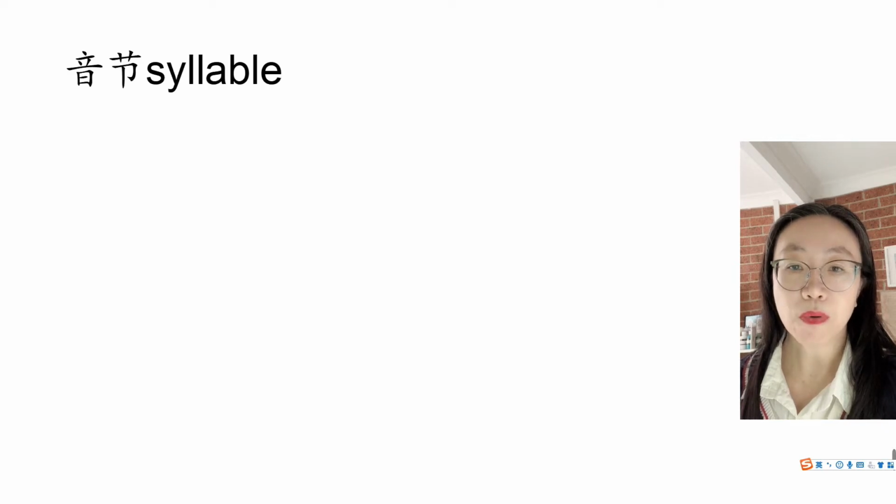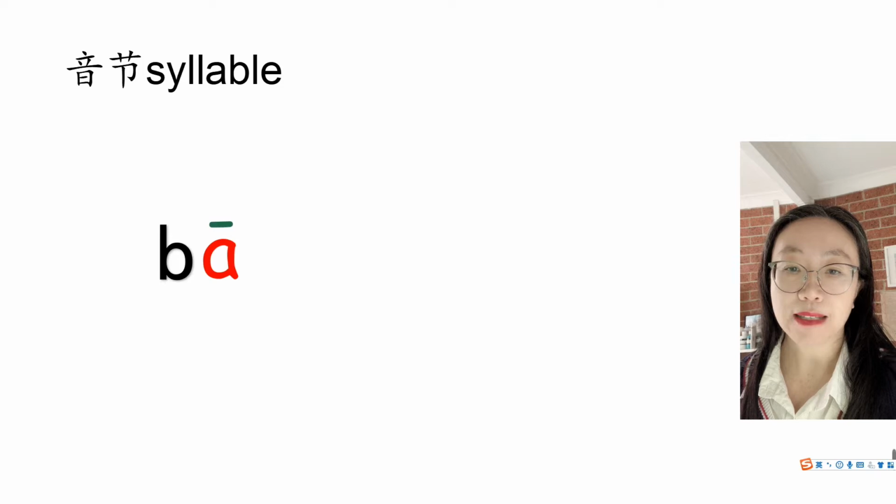In a syllable, we have three parts. We always have three parts actually, because some syllables are without 声母, without the initial letters. But most of them, as a syllable, they have three parts. Let's have a look at this one. This syllable has three parts.